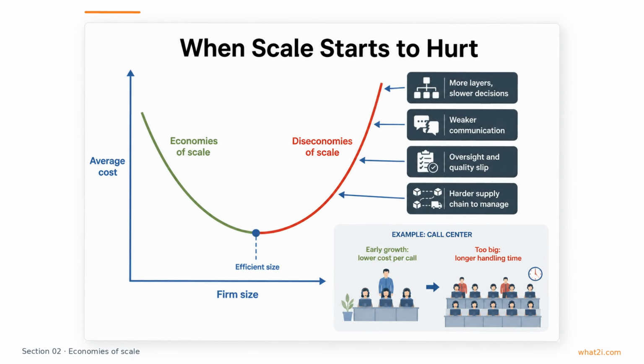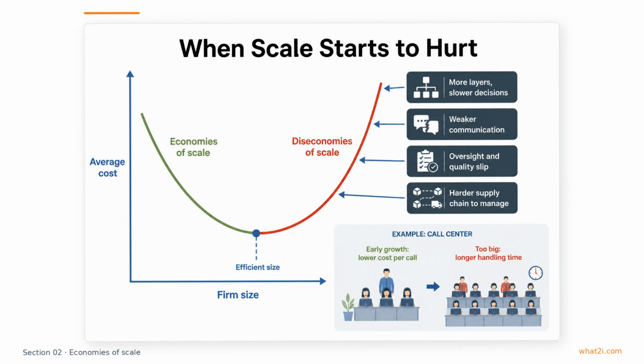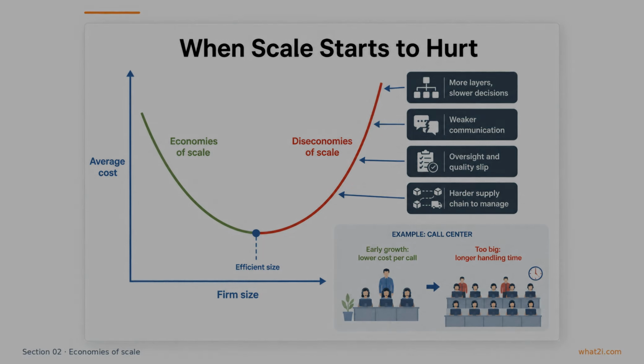As firms become very large, added layers of management can slow decisions and weaken communication. Oversight becomes harder, quality can slip, and supply chains become more complex to coordinate. At that stage, average cost may stop falling and begin to rise, which is what we call diseconomies of scale. The efficient size is not simply the biggest size. It is the size where cost per unit is minimized. Investors should be careful not to assume that larger always means better.